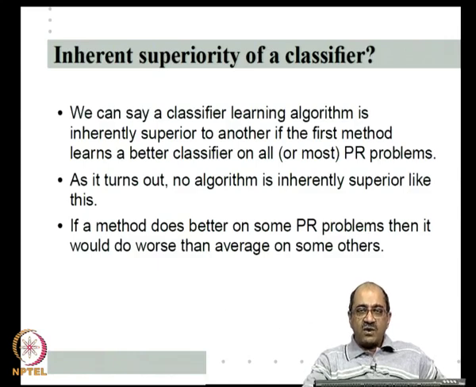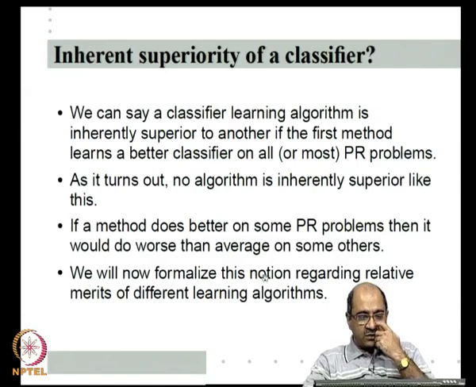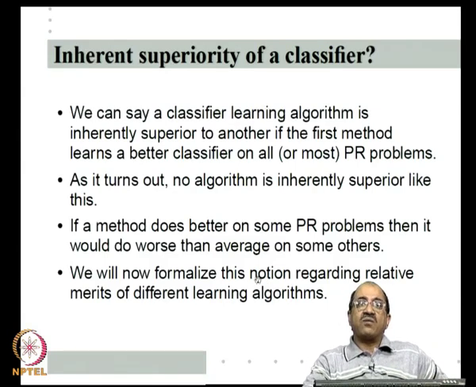Right? So, what we are now going to say is there is a very formal way of saying this. We will at least look at the statement of this formal theorem. We will not be able to prove this, but we will look at the statement of the formal theorem that captures this thing that no classifier is inherently superior. Okay. So, there is no way I can say one classifier is inherently superior, and we will say it in a very formal sense. As a matter of fact, we will say it as a theorem. Okay.